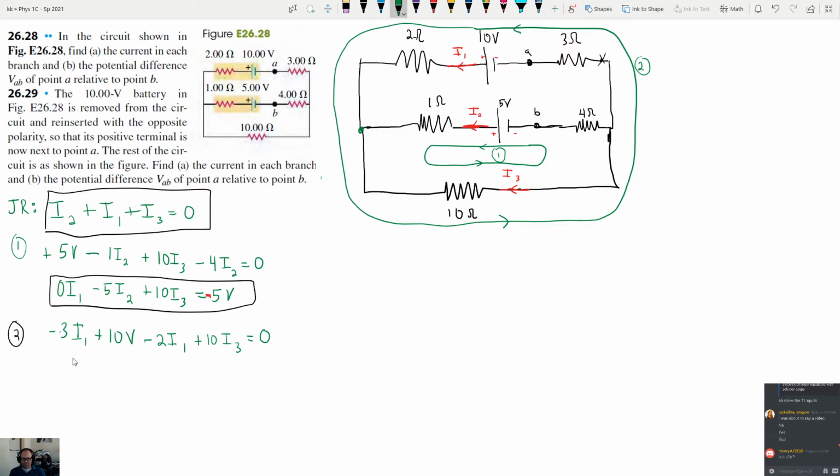All right, let's rewrite it. So we have negative 3i1. Oh, there's also a negative 2i1, so it should be negative 5i1. You see what I mean?